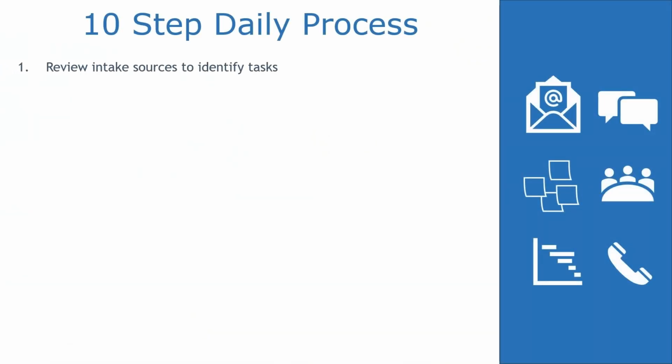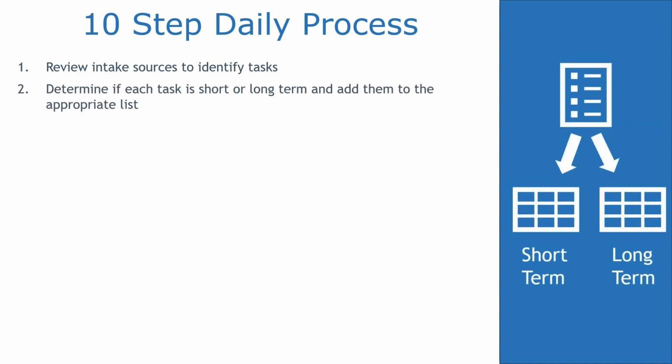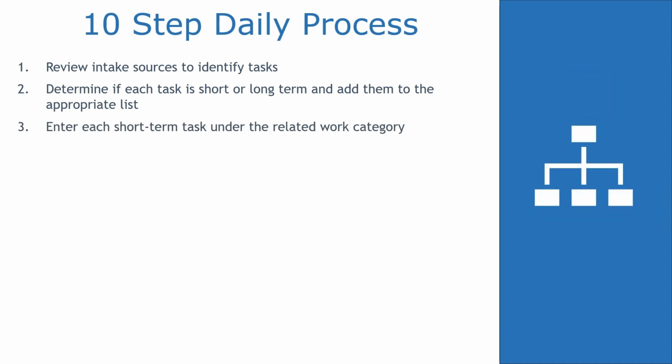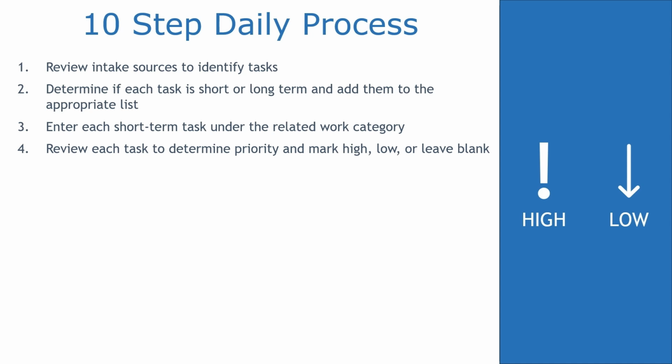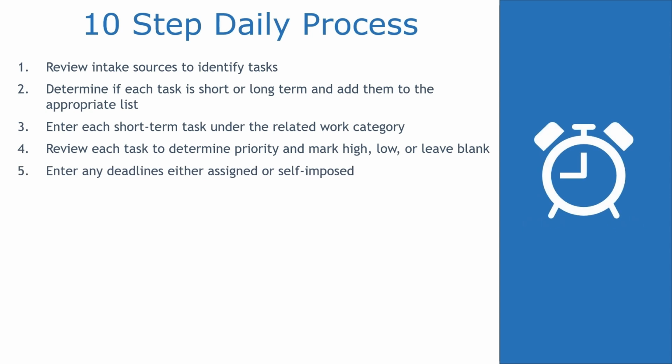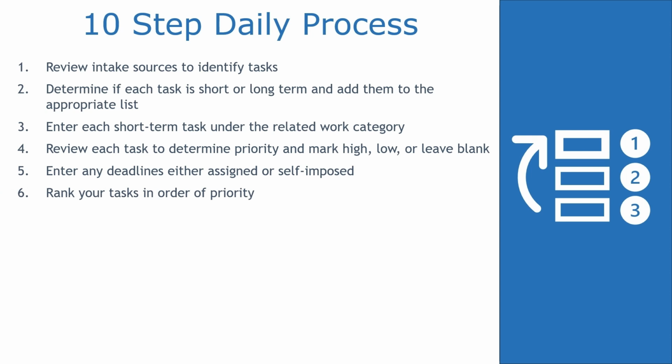1. Review intake sources to identify new tasks. 2. Determine if each task is short or long-term and add them to the appropriate lists. 3. Enter each short-term task under the related work category. 4. Review each task for priority and mark high, low, or leave blank. 5. Enter any deadlines either assigned or self-imposed. 6. Rank your tasks in order of priority.